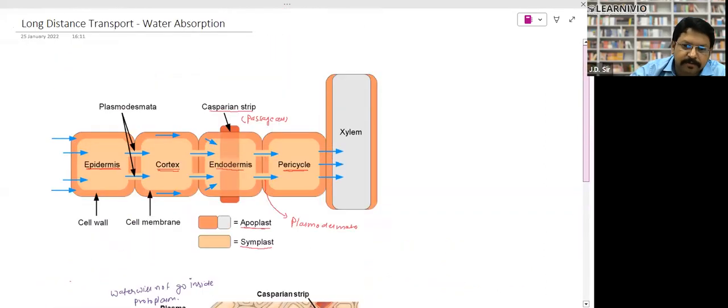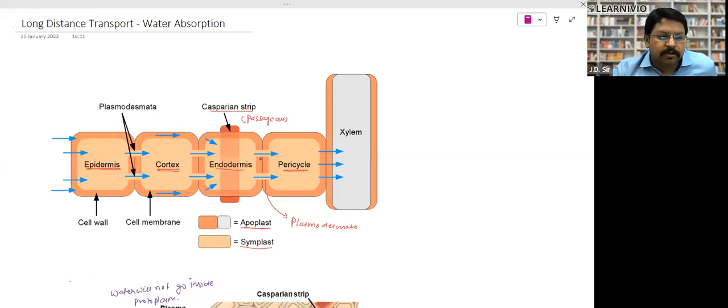I will show you again with the help of this schematic diagram. Look, in the outer layer, the epidermis or root hair, both apoplastic and symplastic pathways are present. There is a plasmodesmata, that is the interconnection between two cells. In the cortex also, both apoplastic and symplastic pathways are possible. Then when it comes to the endodermis, there is the Casparian strip. So what will happen? The symplastic pathway is followed here. Then the water transfers from the endodermis to the pericycle and then to the xylem, right?